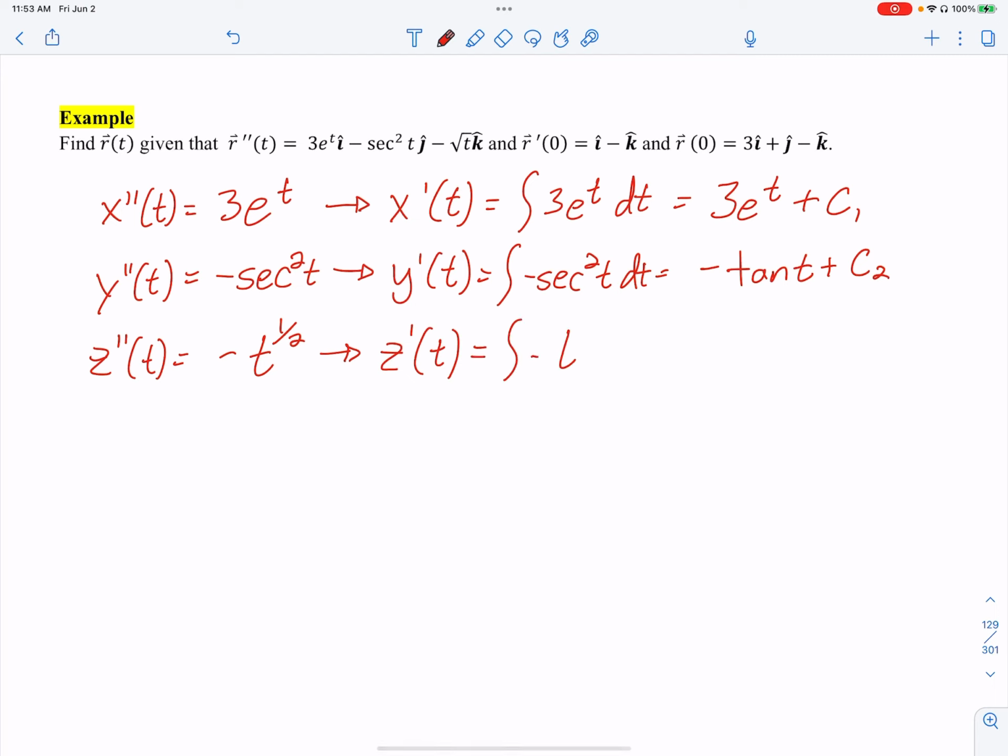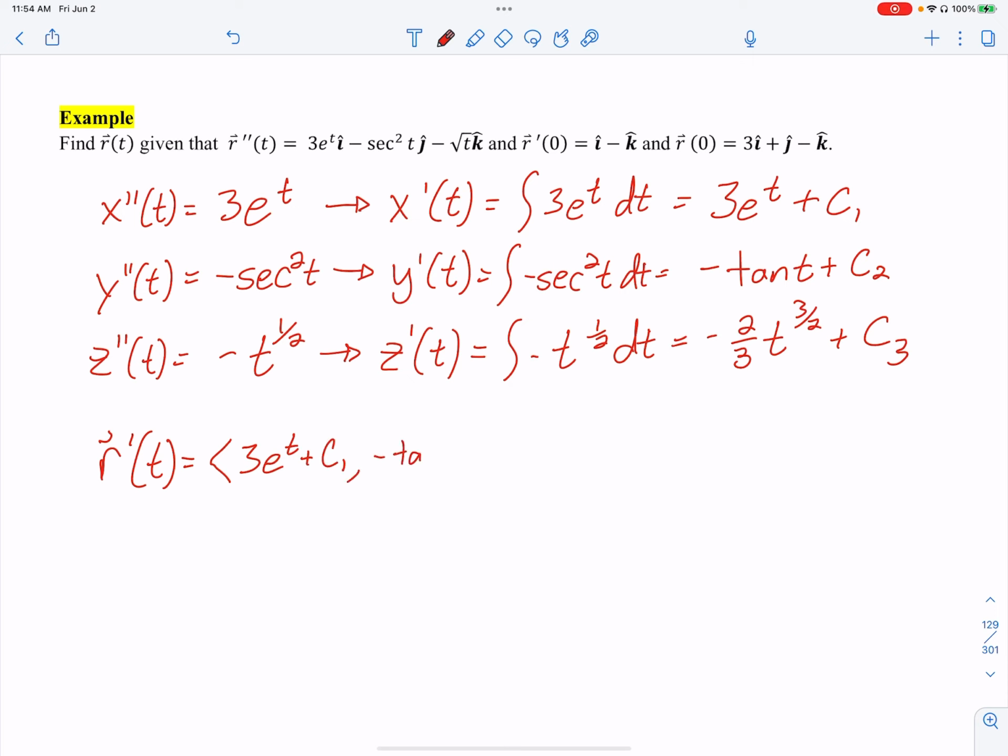And then our last component of the second derivative they gave us is negative t to the 1/2. I'm going to do it that way to make it a little easier on me. It's the integral of t to the 1/2 dt. We increase our power and divide by the new one. If I go up by 1, it's 3/2. If I divide by it, I get negative 2/3 t to the 3/2 plus c3. So this means that r prime of t is equal to 3e^t plus c1, negative tangent t plus c2, and negative 2/3 t to the 3/2 plus c3.